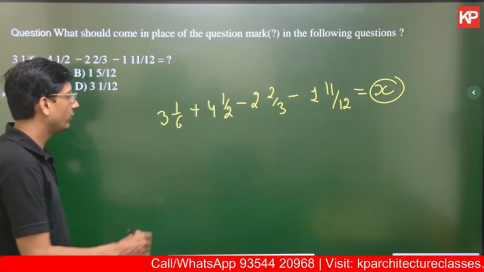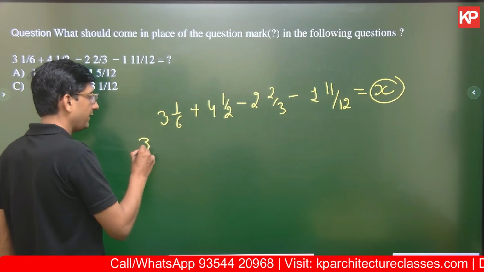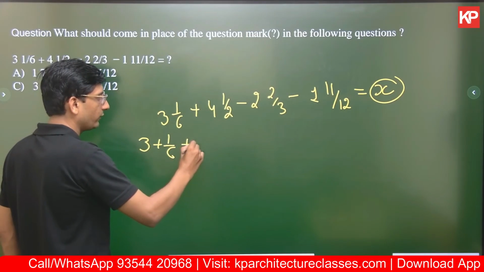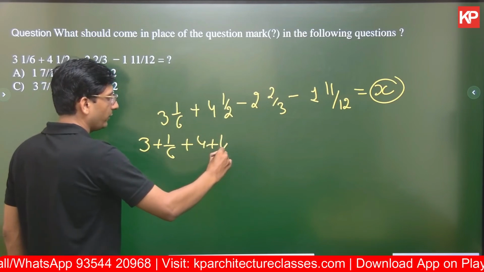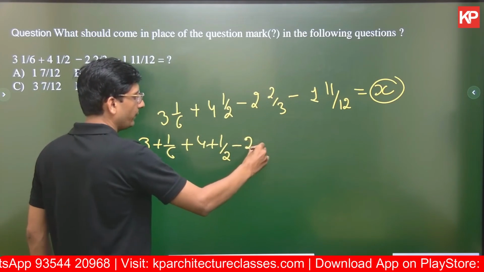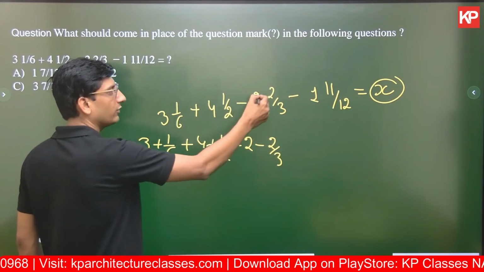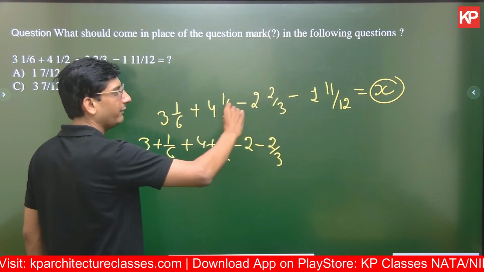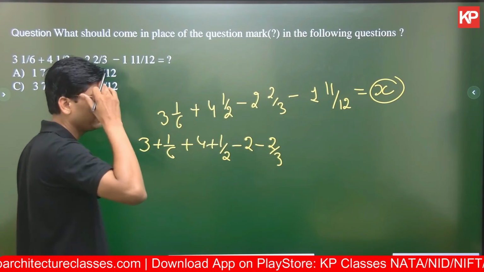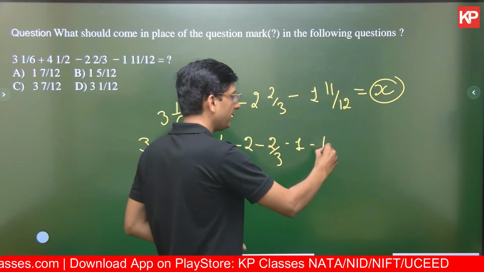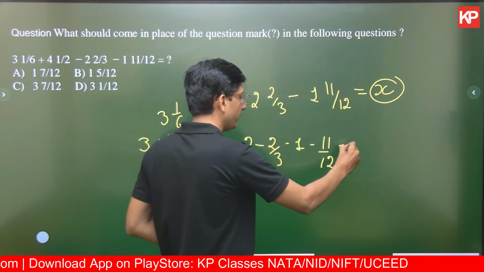So what I am going to do then, I will write this as 3 plus 1 by 6, plus 4 plus 1 by 2, minus 2 minus 2 by 3, because this is minus and this is 2 plus 2 by 3. When you multiply, it will become minus 2 and minus 2 by 3, minus 1 minus 11 by 12, is equal to x.